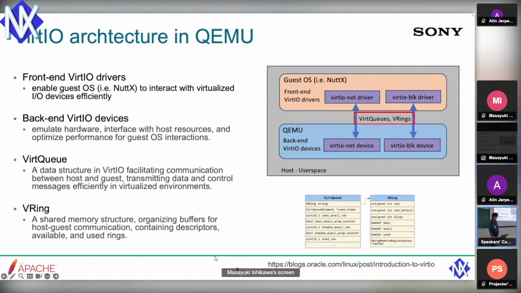To facilitate communication between host and guest, we use VirtIO. With this structure, we can transmit data and control messages efficiently. We also use vrings, which are a shared memory structure organizing the buffers for communication, containing a descriptor table and available and used rings.